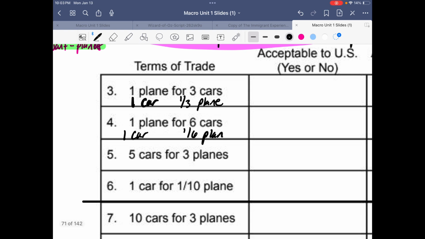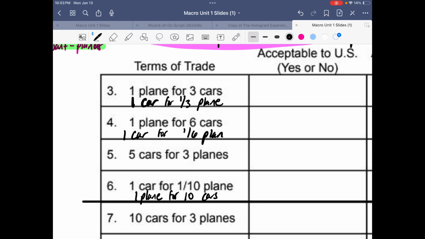This one is going to be 1 car for 1/10 of a plane, which would be 1 plane for the opposite of that, which would be 10 cars. Okay. And I should write 4 here so that it makes sense.